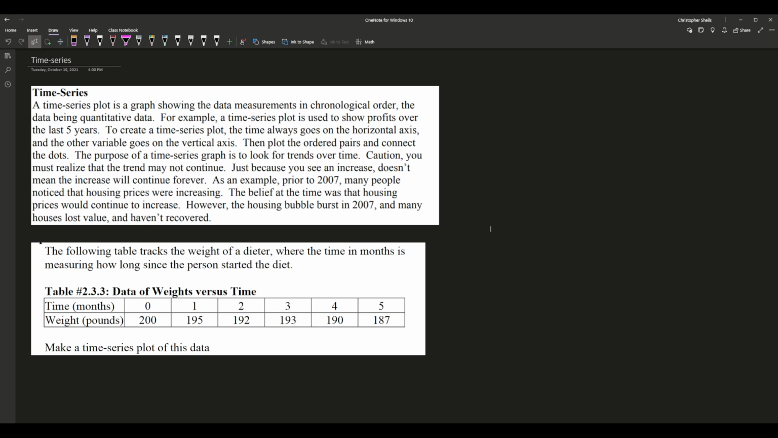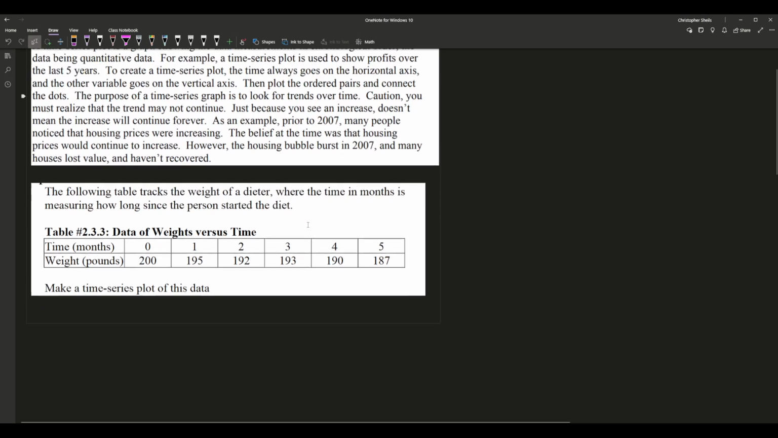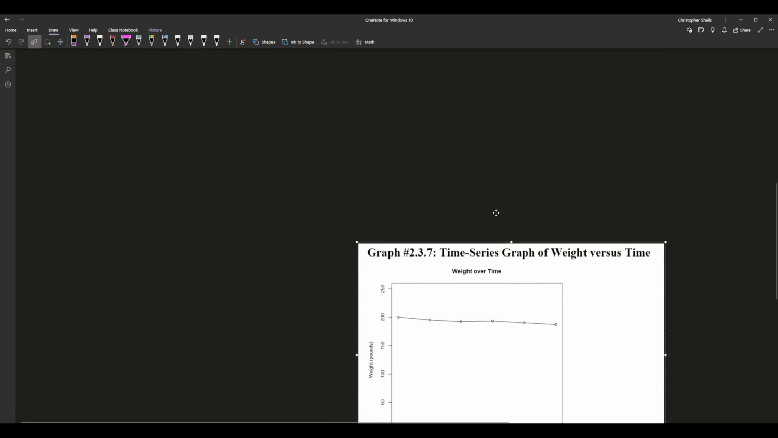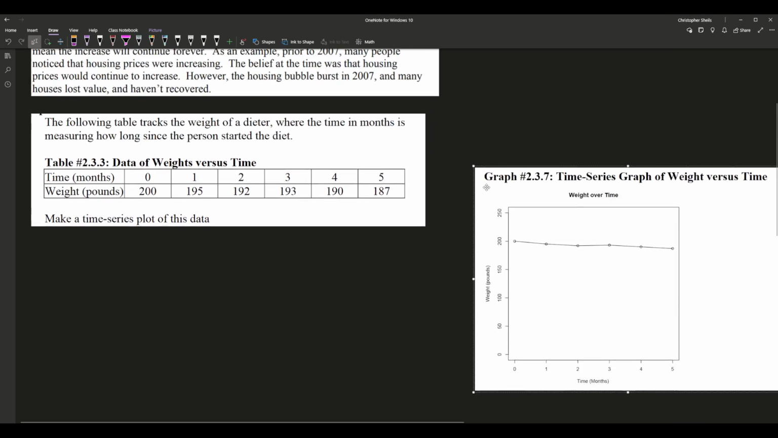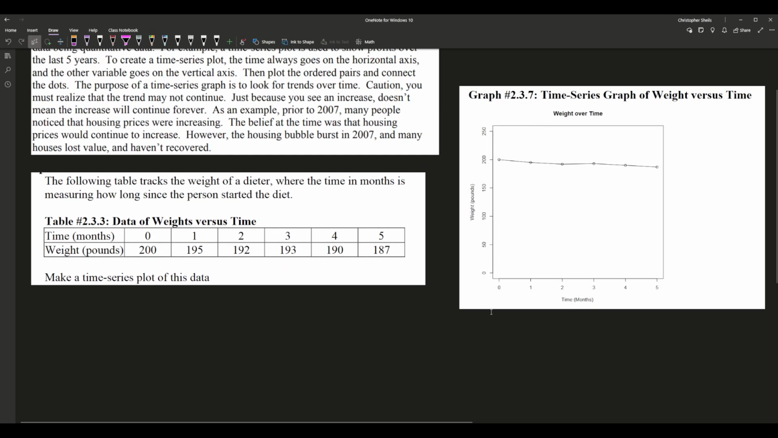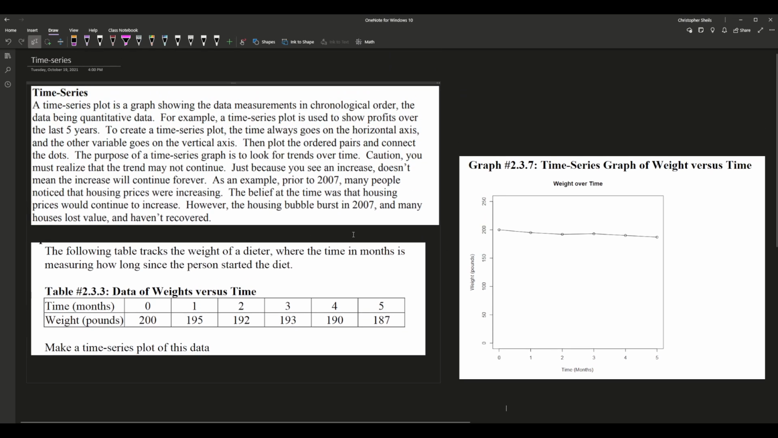So the following table tracks the weight of a dieter, where the time in months is measuring how long since the person started the diet. Our goal here is to make a time series plot of this data. Here, notice that months, the time, like we said, are on the x-axis. And this variable, weight, is on the y-axis.